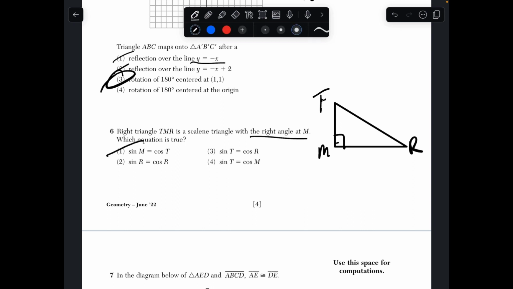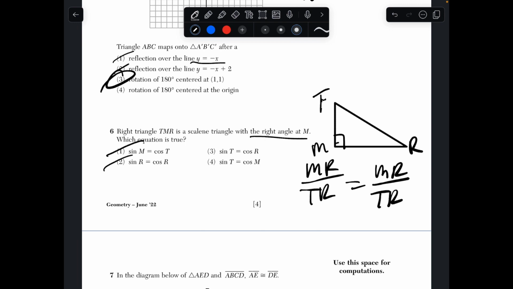For answer choice number 2, the sine of R is TM over TR, and the cosine of R is MR over TR. These are not equal, so that is not the correct answer. Sine of T would be MR over TR, and the cosine of R would be MR over TR. That is equal, so number 3 is the correct answer.